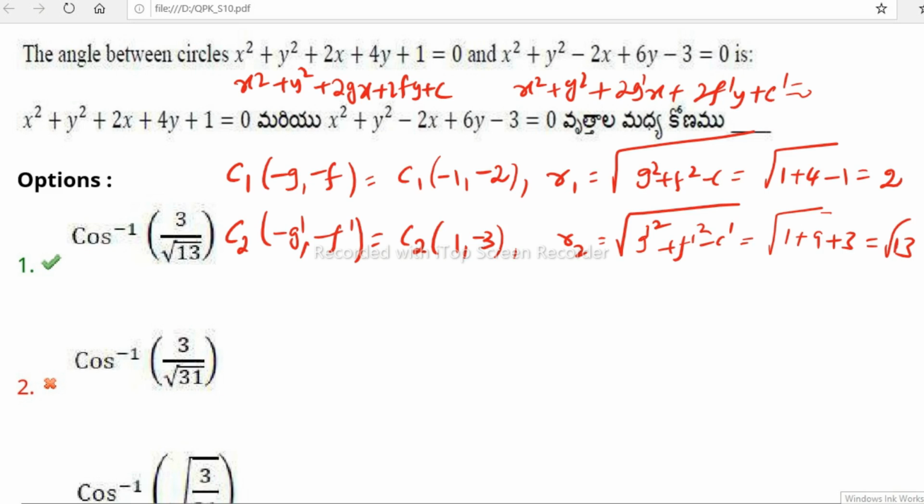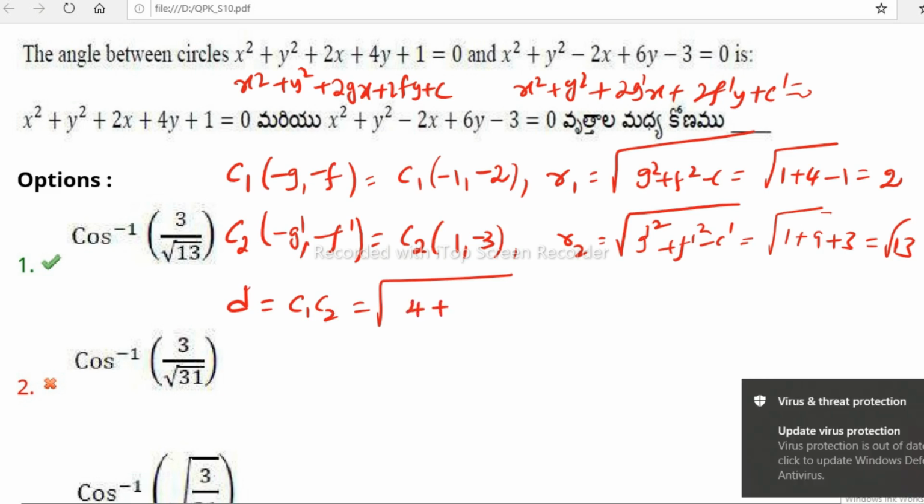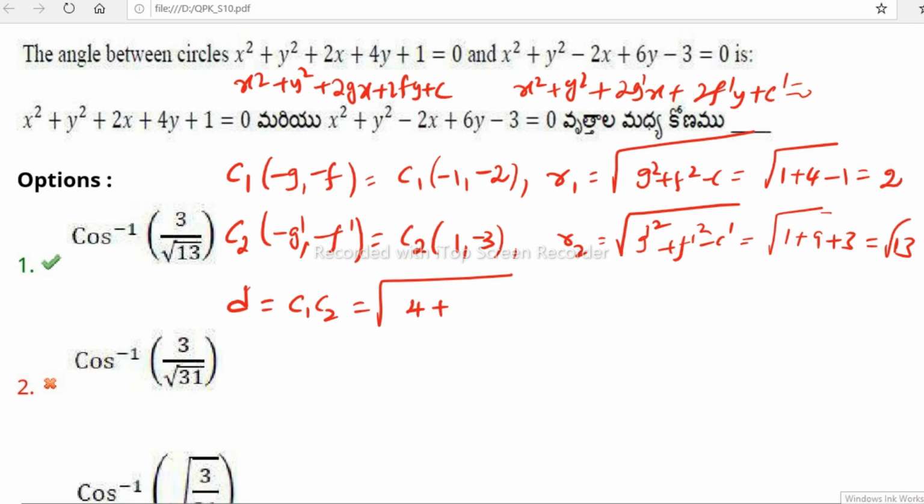To find the angle between the circles, we need the distance between the centers, so let's find that as well. C1C2 is the distance between the centers: (1 + 1)² is 4, plus (-3 + 2)², that is (-1)², which is 1. So it is √5. This is d.